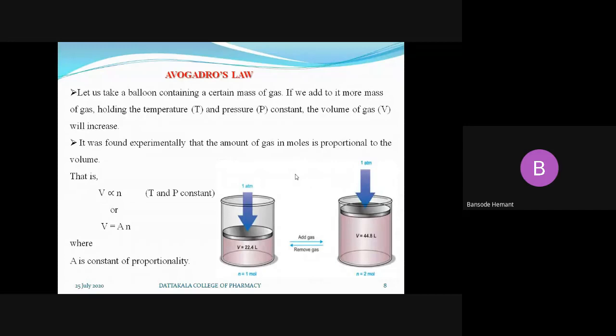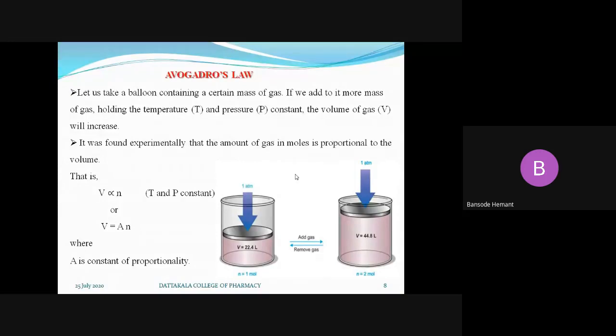The first law is Boyle's law: the relationship between volume and pressure at constant temperature. In Charles's law, the relationship between volume and temperature at constant pressure. In Gay-Lussac's law, the relationship between what? Pressure and temperature at constant volume. And in Avogadro's law, the relationship between volume and number of moles of gas at constant temperature and pressure. Can we combine all these four laws?